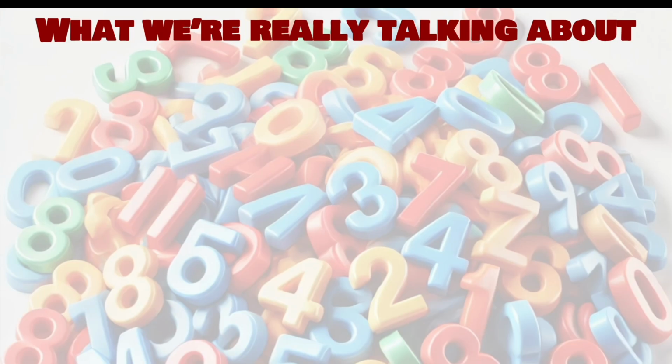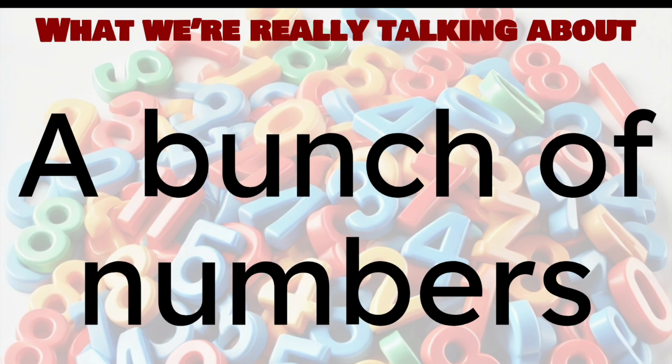All right, what we're really talking about when we talk about these four things is numbers, a bunch of numbers, a set of numbers. They could be anything. And we just want a way to describe certain qualities of those numbers, like pick out special numbers, patterns, that kind of thing.